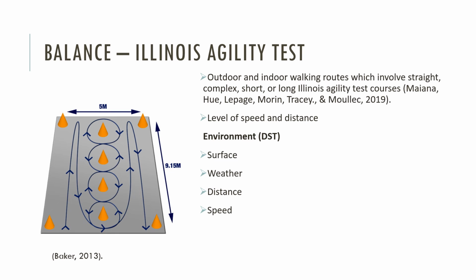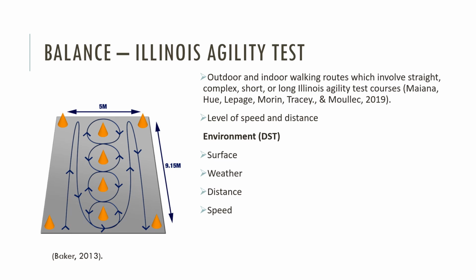Balance is another major factor which is influenced directly by the common characteristics including broad small feet, hands, and shortened pinky fingers, as well as hypotonia and postural stability. Interventions for balance involve outdoor and indoor agility course walking routes which involve straight, complex, short, or long Illinois agility test courses. The modifications to these tasks involve the level of speed and distance the student can complete the task with, as another factor is the low muscle tone and hypotonia, ligament laxity, and muscle weakness, which affects strength and endurance, postural adjustments, and sensory systems, therefore not allowing students to sustain long-distance tasks.